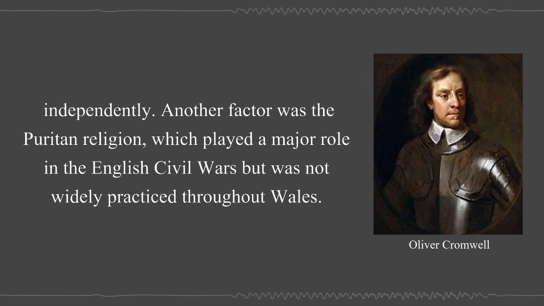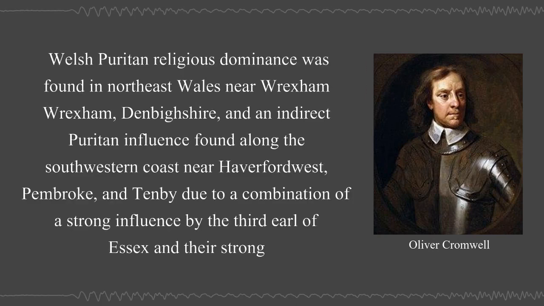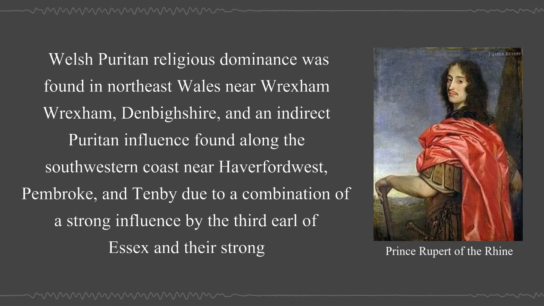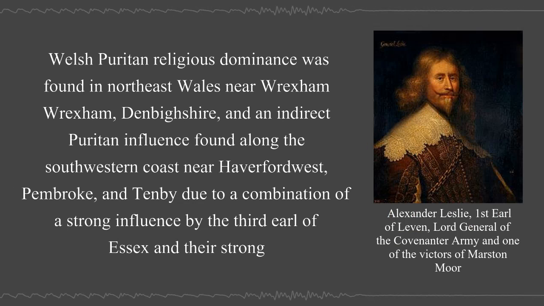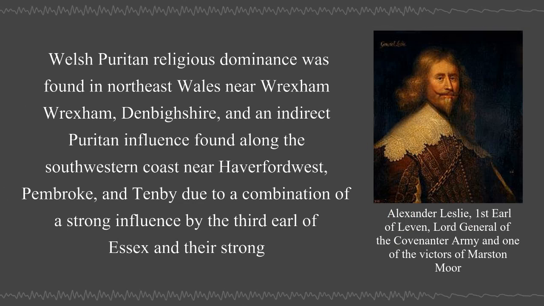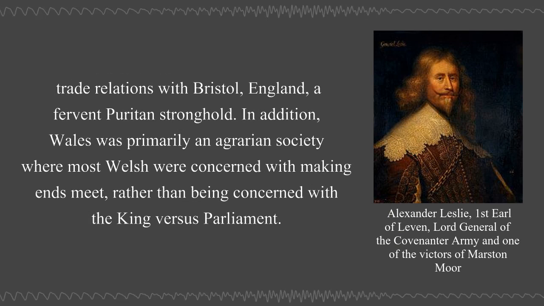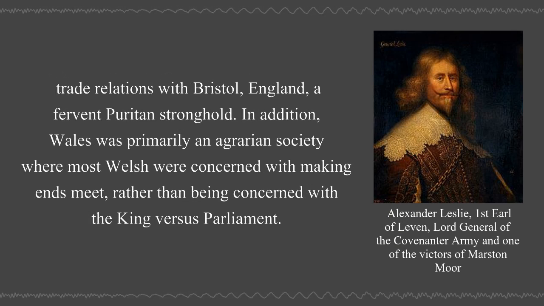Another factor was the Puritan religion, which played a major role in the English civil wars, but was not widely practiced throughout Wales. Welsh Puritan religious dominance was found in northeast Wales near Wrexham, Denbighshire, and an indirect Puritan influence found along the southwestern coast near Haverfordwest, Pembroke, and Tenby due to a combination of a strong influence by the 3rd Earl of Essex and their strong trade relations with Bristol, England, a fervent Puritan stronghold.